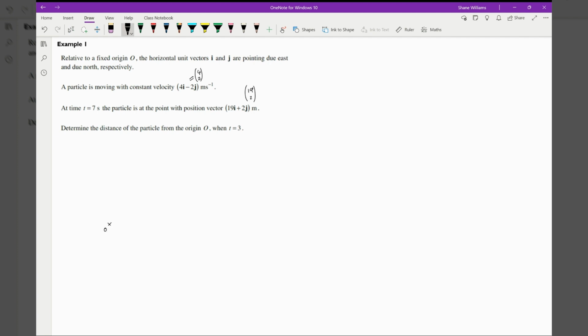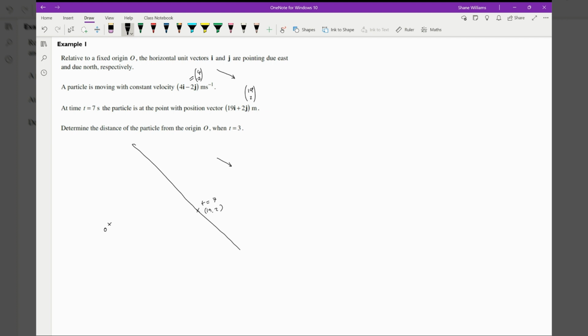Here's my origin. I'm over here at 19, 2, and that's at t equals 7. And I want to draw the path that I've taken if I can. I know that I'm moving with a velocity of 4, minus 2. So that's this sort of direction. But I know I'm passing through that point. So my path is going to look like this.